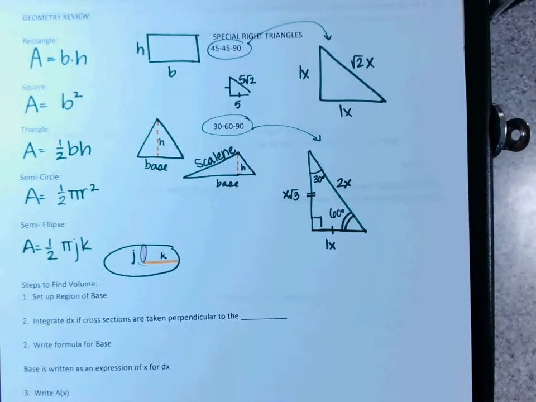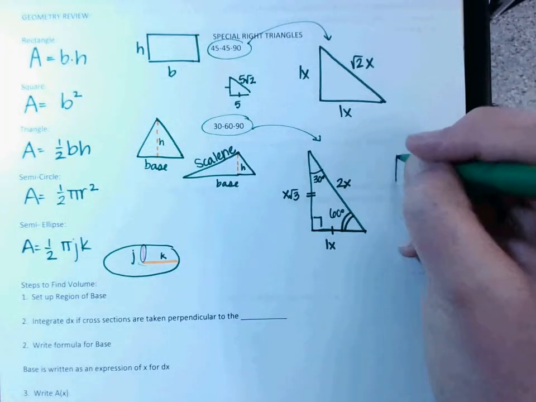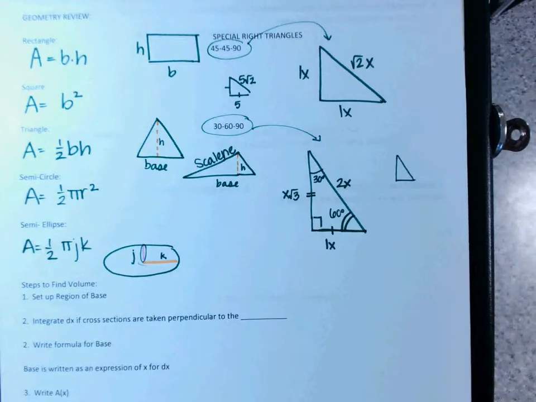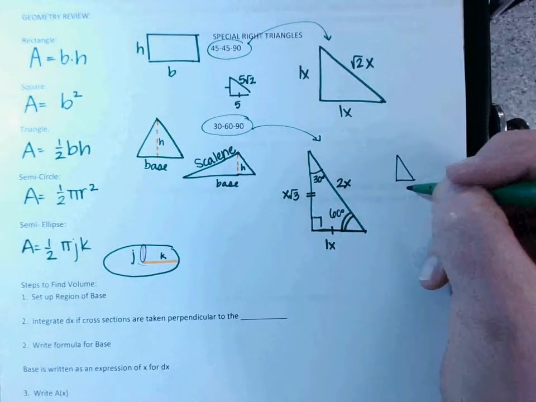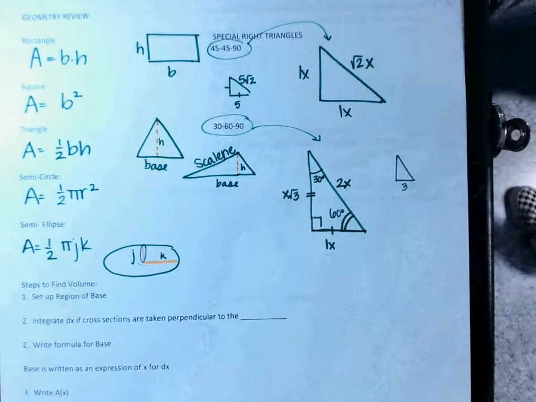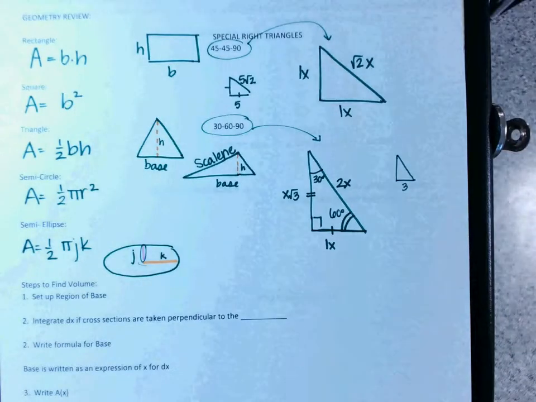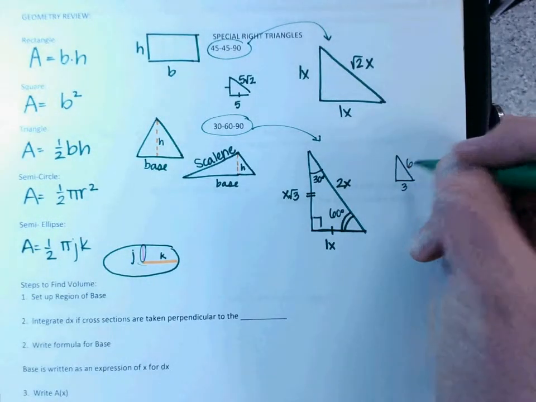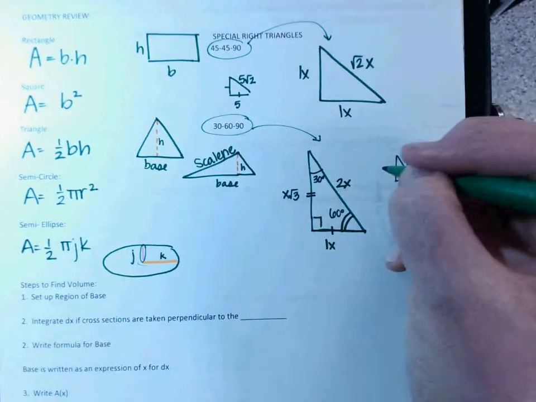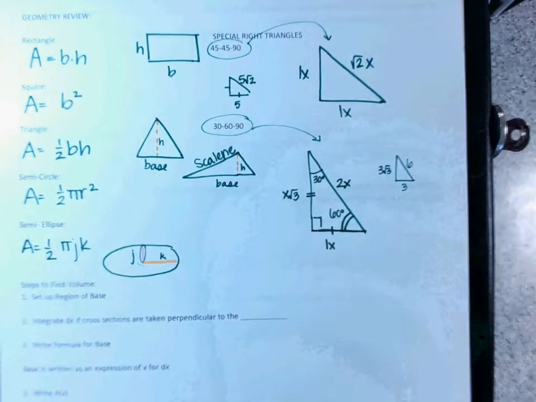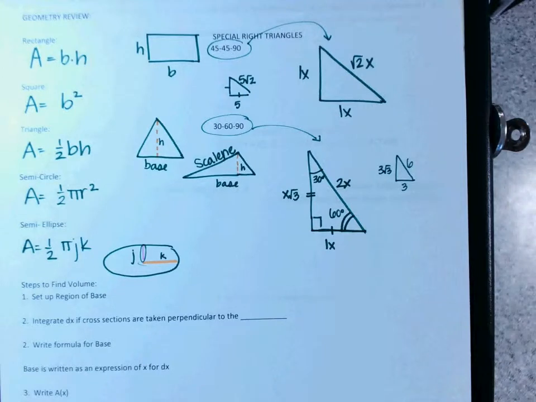Okay, so let's say little baby problem. Let's say that this side is 3. Then what would you say the long side is if it's 2x? 6. And then what would this side be? 3 root 3. Right? Okay, let's do one more just for fun.